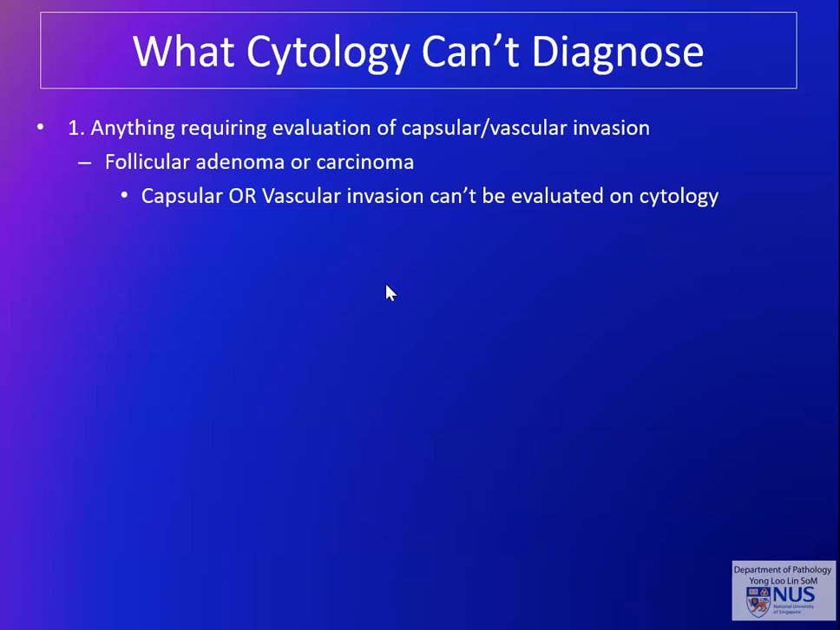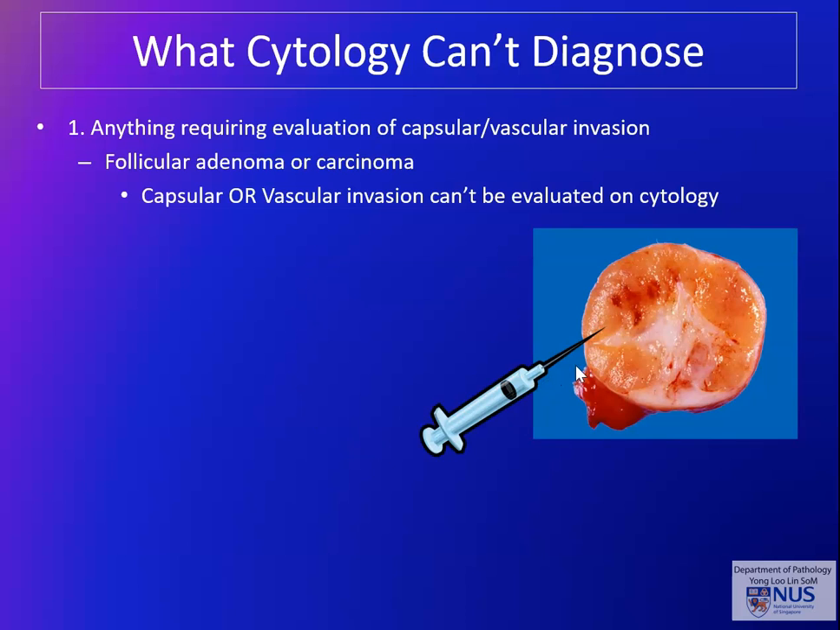Now, it is very important to know what cytology can't diagnose. And this generally is anything that really requires histologic architectural evaluation. So, for example, anything that needs evaluation of capsular or vascular invasion, such as follicular adenoma versus carcinoma. We are only sampling the inside of the lesion, and we are not in any way sampling any part of the capsule, let alone the entire capsule, which needs to be sampled. So these will be called follicular neoplasm on FNA.